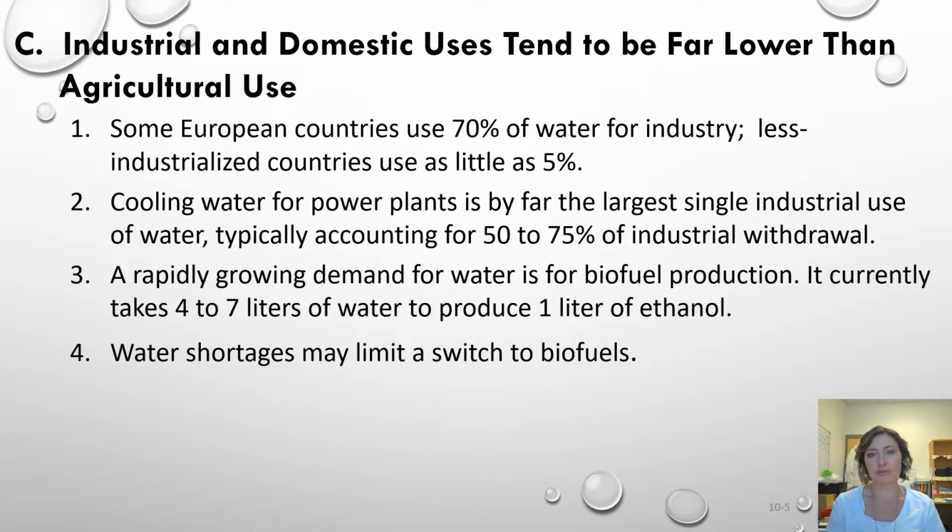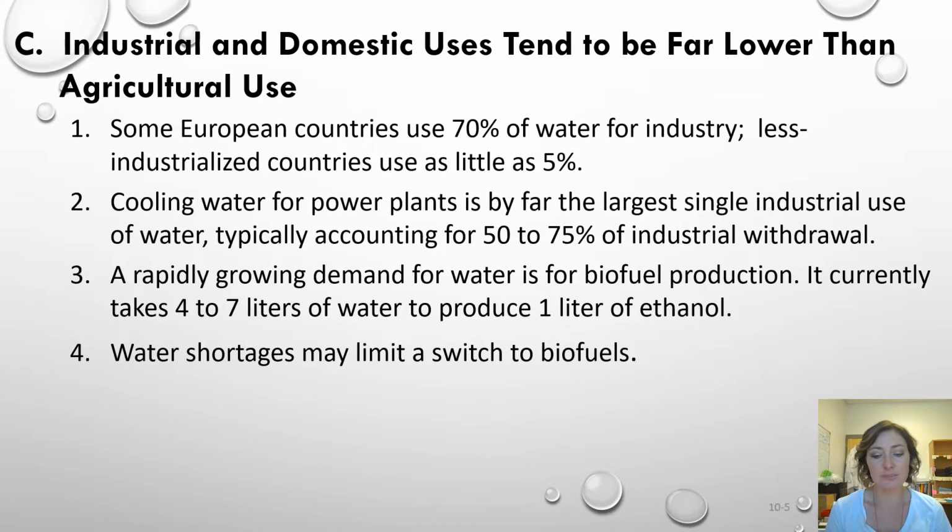So biofuel is taking corn and making ethanol, which would be fuel for our cars. It does demand extreme amounts of water, though. It takes 4 to 7 liters of water to produce 1 liter of ethanol. So that's quite a discrepancy between how much water it takes to use and how much product you get out of that, which has kind of been the trend for this entire section. Way more water in than what you get out.